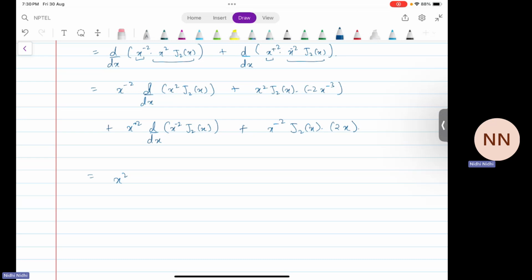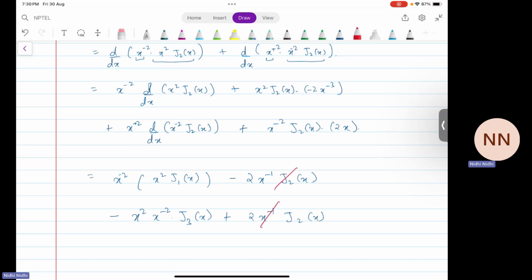Now by first property, d by dx of x square J2x is x square J1x minus 2x to the power minus 1 J2x. Again we'll have minus x square as it is, d by dx of x to the power minus 2 J2x would be minus of x to the power minus 2 J3x plus 2x to the power minus 1 J2x.